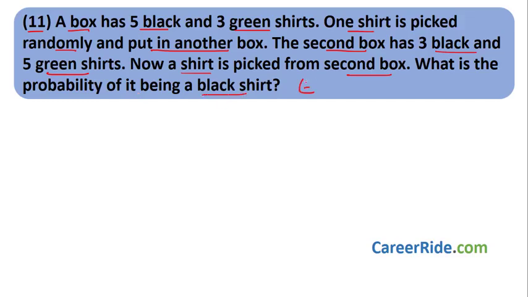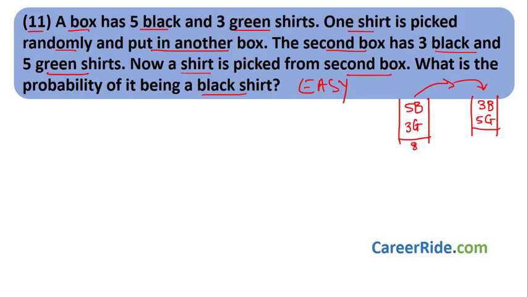Now pay attention, this is a very easy sum actually, but you might make silly mistakes and get the wrong answer. Let us see what they have given. There are 2 boxes. In the first box there are 5 black and 3 green shirts. Then one shirt is picked at random and put in the second box. The second box has initially 3 black and 5 green shirts. Total number of shirts over here is 8, total number of shirts over here is 8.